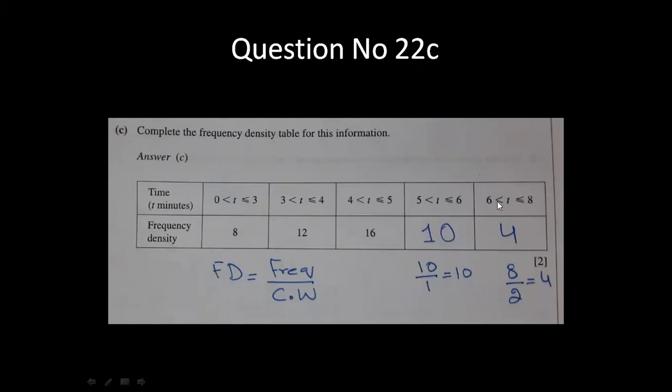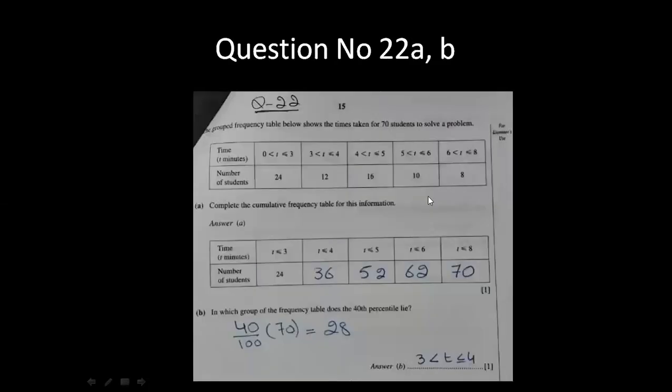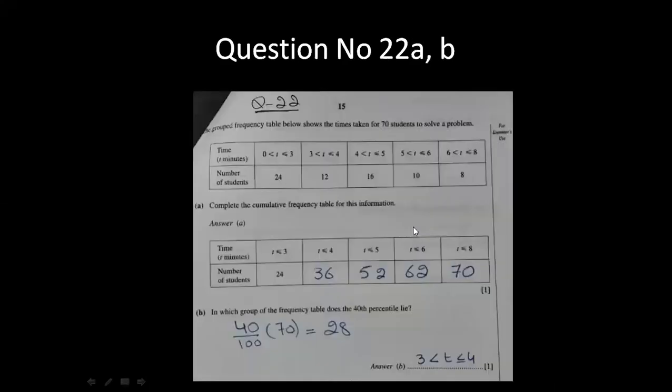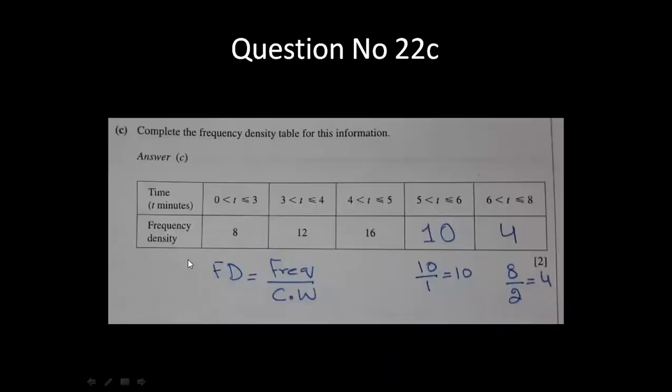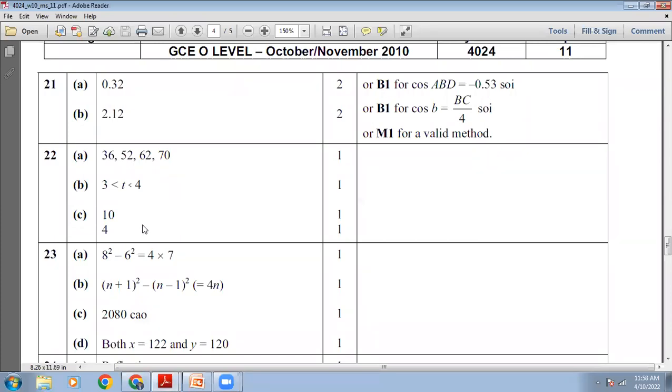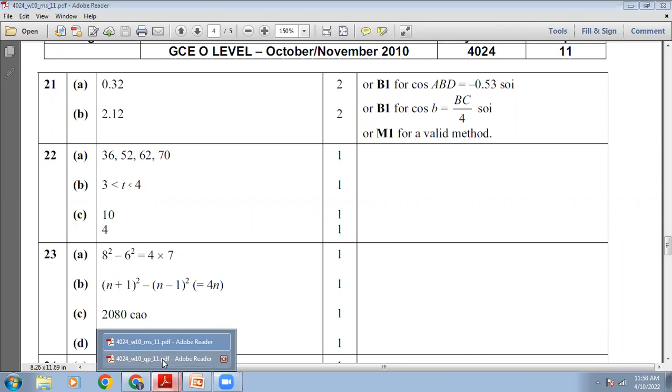The class width of this class is 2. Its frequency is 8. So 8 divided by 2 will be 4. The frequency of the previous class was 10, and 10 divided by 1 was 10. So this is how you find the frequency density. The formula for the frequency density is frequency divided by the class width. 10 and 4 is the right answer, sir. So we are done with question number 22.